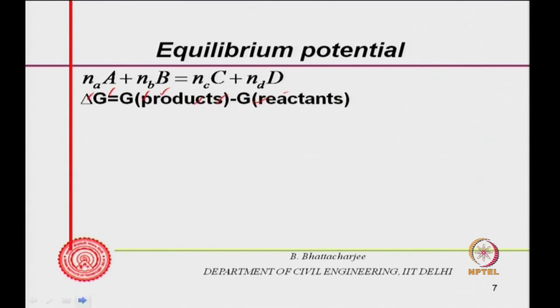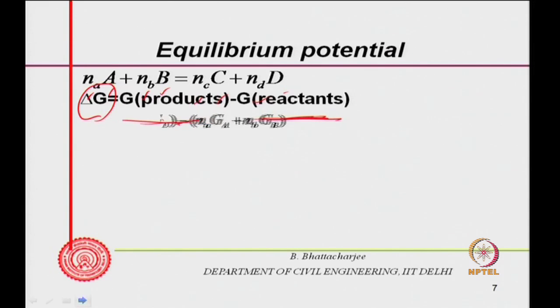So, if I have n_A moles of A reacting with n_B moles of B, and the products formed are n_C moles of C and n_D moles of D, this is the kind of reaction that is occurring. Then delta G, the change in the Gibbs free energy, that is G products minus G reactants, governs whether the reaction will progress or not. For example, if the reactants are high and the products are low, delta G will be negative, and in that case the reaction can proceed spontaneously. But if the products are high and the reactants are low, you have to supply that energy.